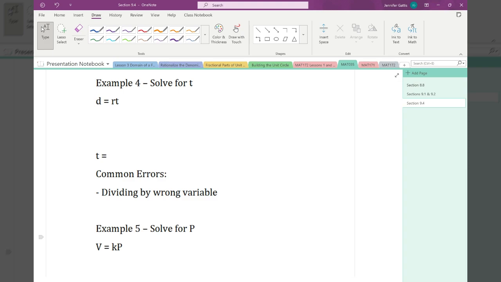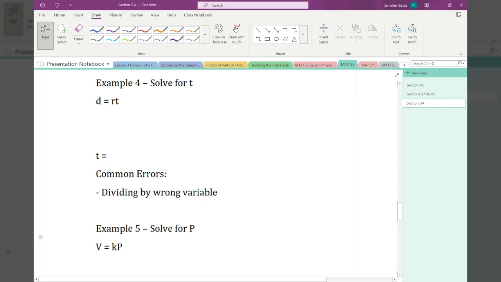Welcome back for section 9.4. We are working on working with formulas. This is part 2, and in this part, we are going to look at solving for specific variables.